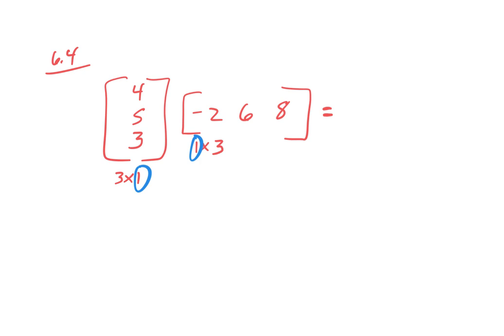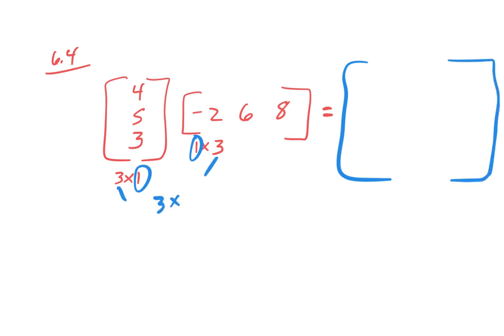First of all, the two inside numbers must be the same, right? So these both have to be 1, or whatever number it is. In this case, they're both 1. So my new matrix is going to be the outside two numbers, which is a 3 by 3.